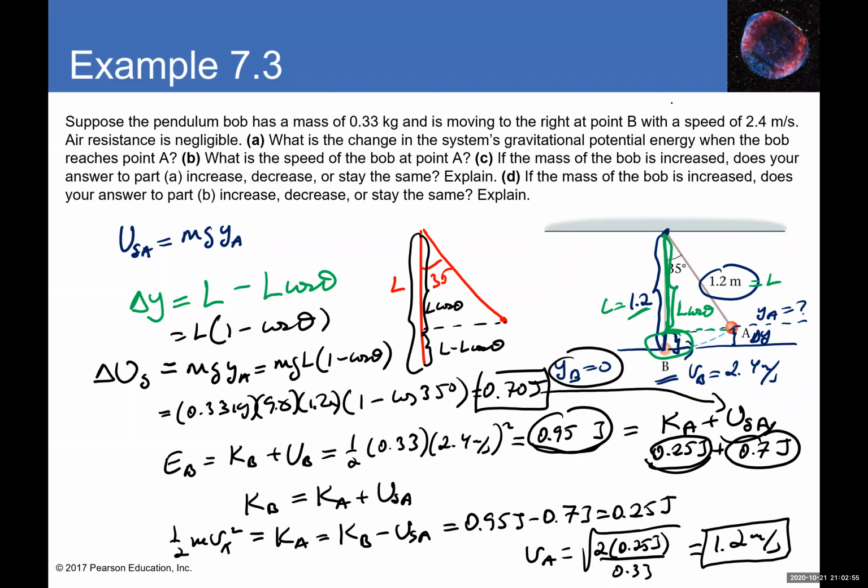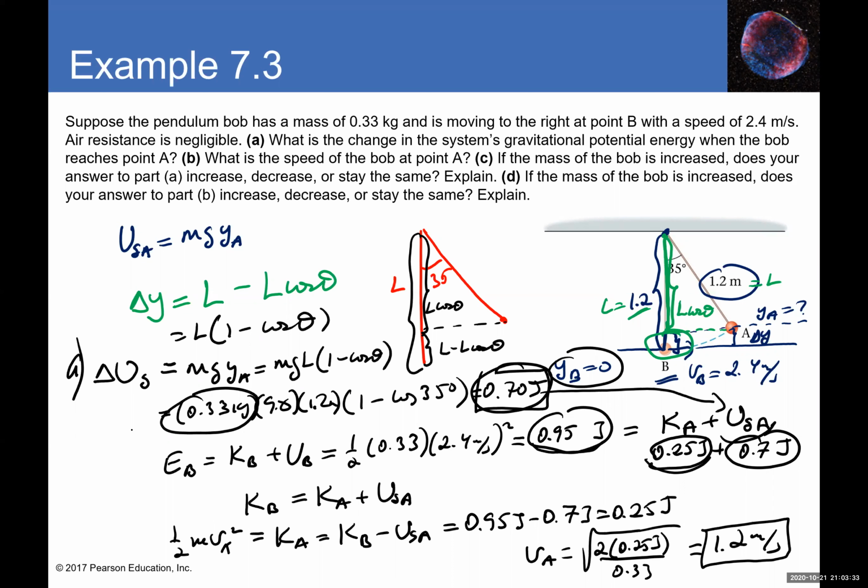All right, so then here's what I have for part C. It says, if the mass of the bob is increased, does your answer in part A increase, decrease, or stay the same? Well, remember, this was my part A. And what I calculated, 0.7 joules, was based also on the mass of the object. So obviously, if you make it bigger, my answer in part A will increase. It was 0.7 joules, but if you make the mass bigger, gravitational potential energy will increase.